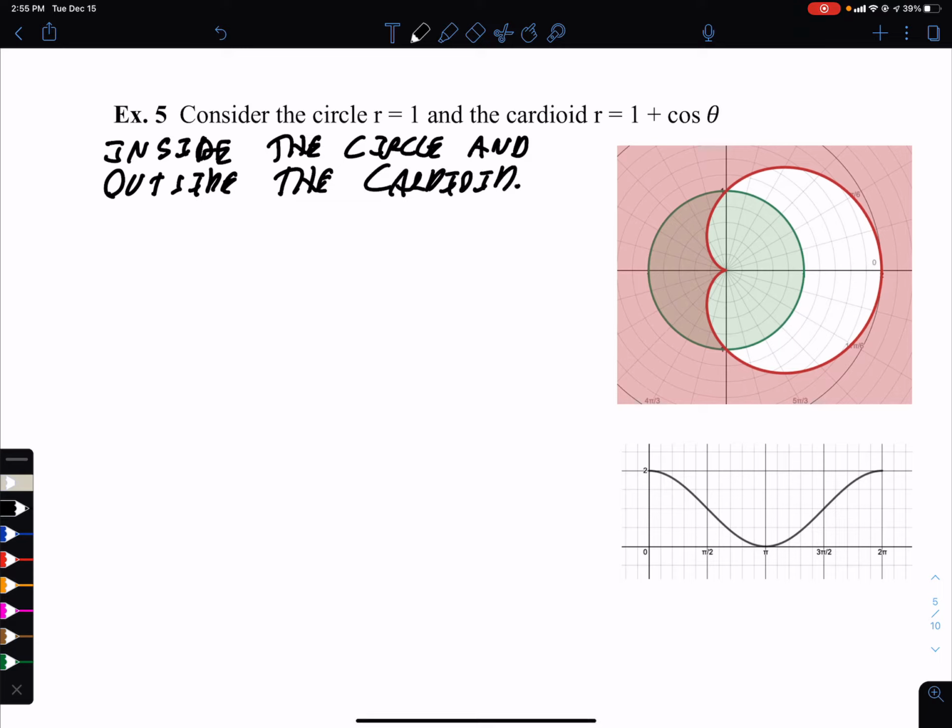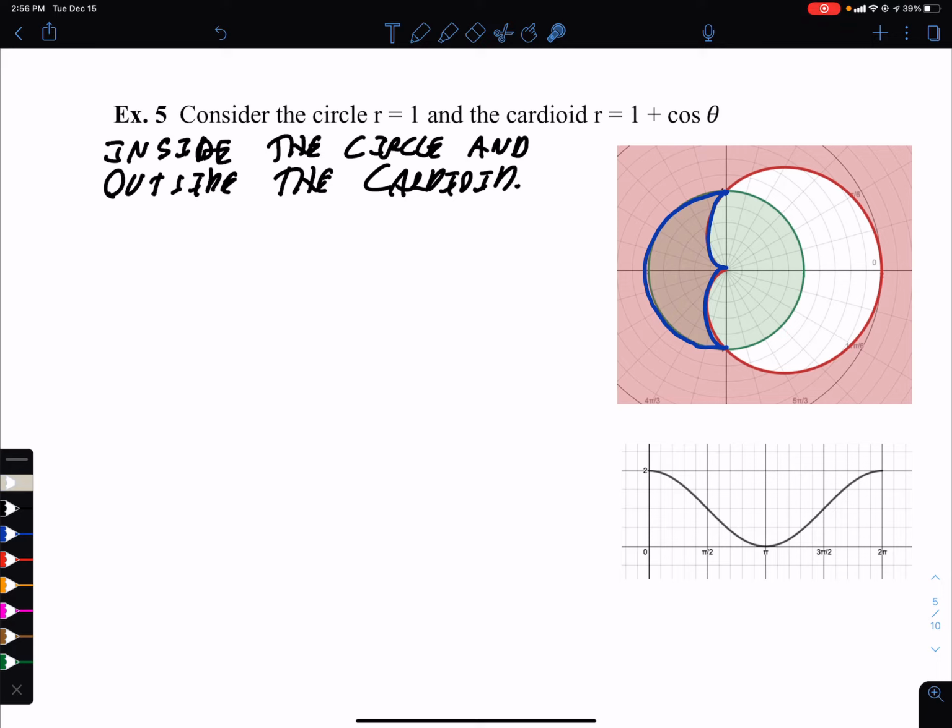So if you look, I've had it shaded. Inside the circle is green, and outside the cardioid is going to be the pink. And the region that has both will be this one. So it's this shaded region, if you can see. So how do I find that?